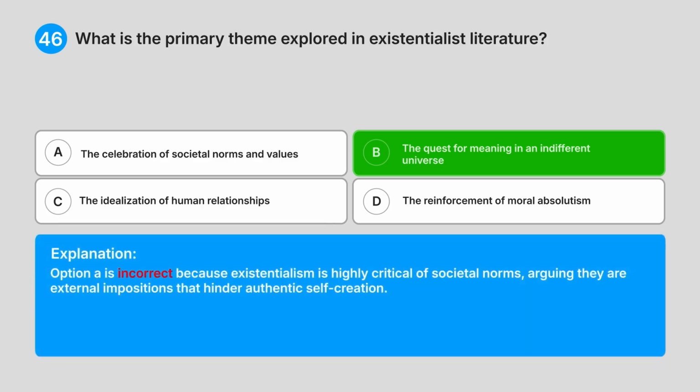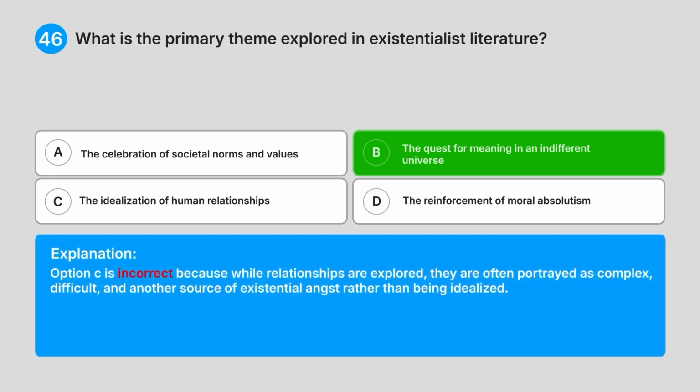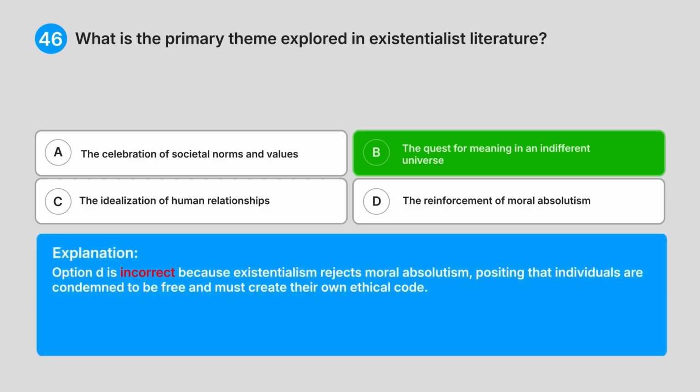Option A is incorrect because existentialism is highly critical of societal norms, arguing they are external impositions that hinder authentic self-creation. Option C is incorrect because while relationships are explored, they are often portrayed as complex, difficult, and another source of existential angst rather than being idealized. Option D is incorrect because existentialism rejects moral absolutism, positing that individuals are condemned to be free and must create their own ethical code.